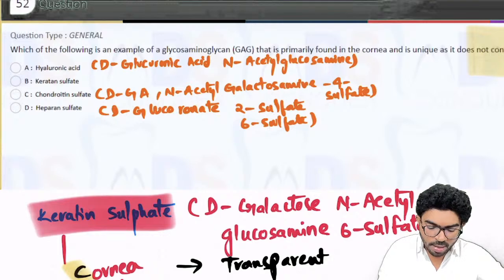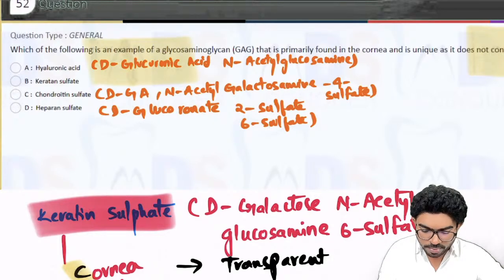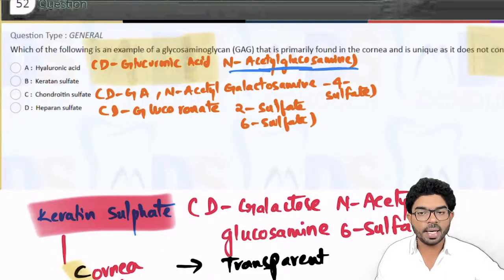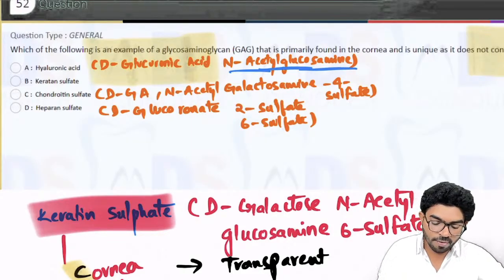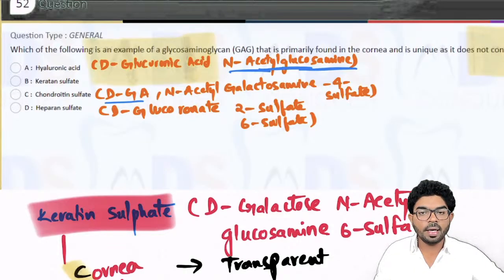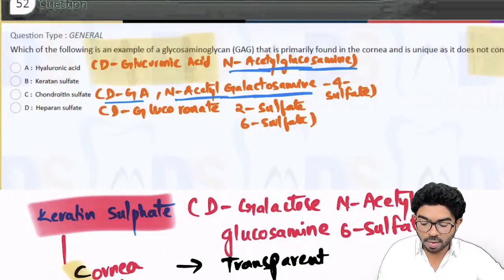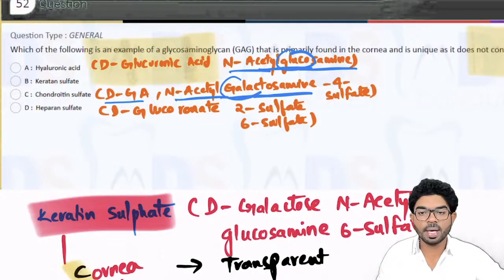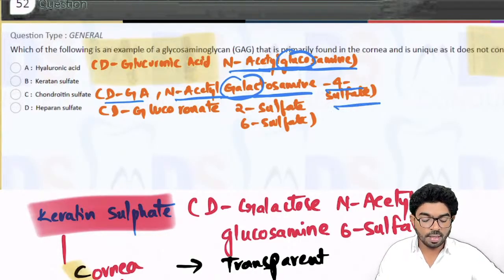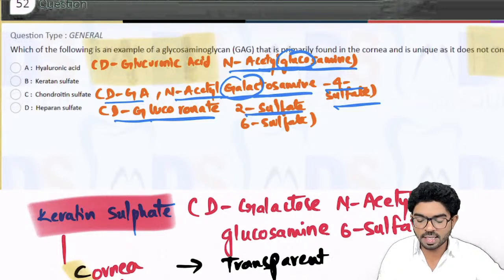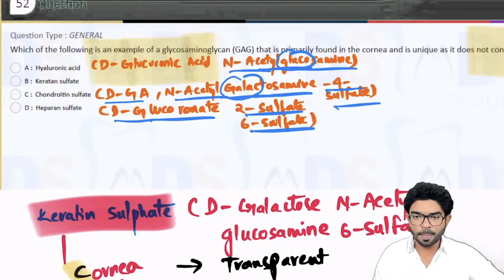Hyaluronic acid is going to contain D-glucuronic acid and N-acetyl glucosamine. Similarly, chondroitin sulfate is going to contain the same D-glucuronic acid plus N-acetyl galactosamine. Here it is going to contain glucosamine, this one is going to contain galactosamine, and it is going to contain 4-sulfate. Similarly, heparan sulfate is going to contain D-glucuronic acid plus 2-sulfate and 6-sulfate. Okay, all these compositions are very, very important, and the notes are already given to you.